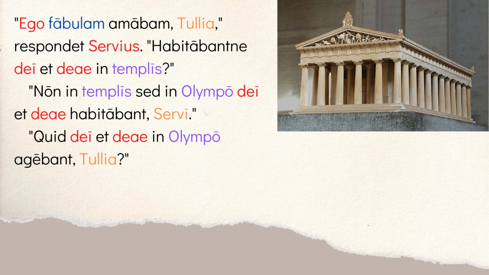She's talking to Servius. So if you kind of reverse the whole order and redo it again, she's saying gods and goddesses lived not in temples, but on Olympus, Servius. So she's correcting him and saying they don't live in temples, they live on Mount Olympus.